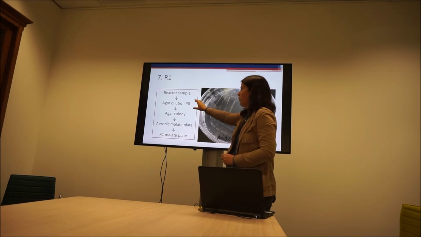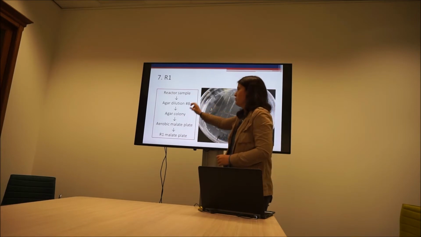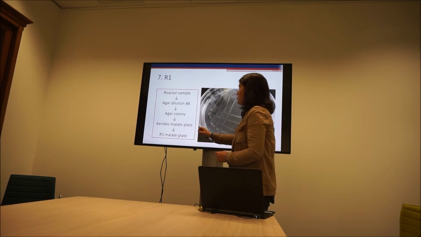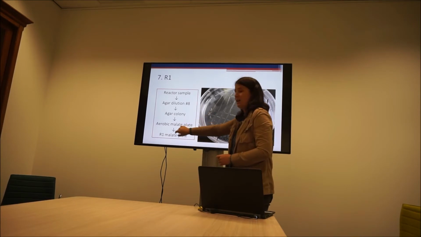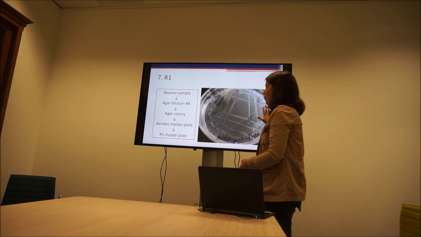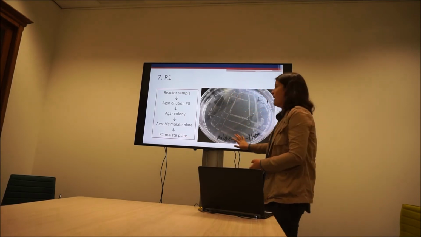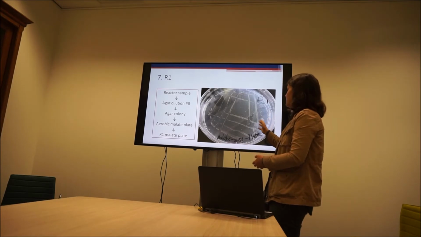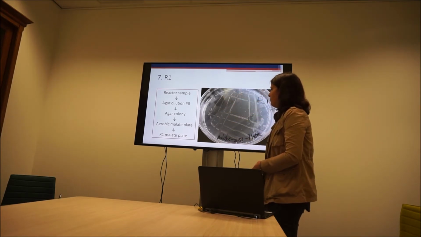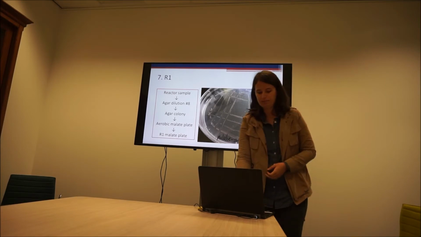Then we produced an agar dilution series. We took it from number 8 to receive a single colony, which was then streaked onto a malate plate kept in aerobic conditions. And then it was streaked onto this R1 plate, which is based on a malate medium. You can see the results here. We do have very successful growth of this reddish pigment.